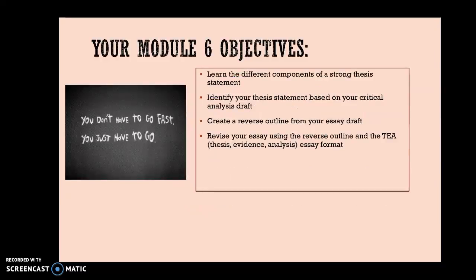So our objectives for this week are to learn the different components of a strong thesis statement, identify your thesis statement based on your critical analysis draft, create a reverse outline from your essay draft, and revise your essay using the reverse outline and the TEA, Thesis Evidence Analysis, essay format.